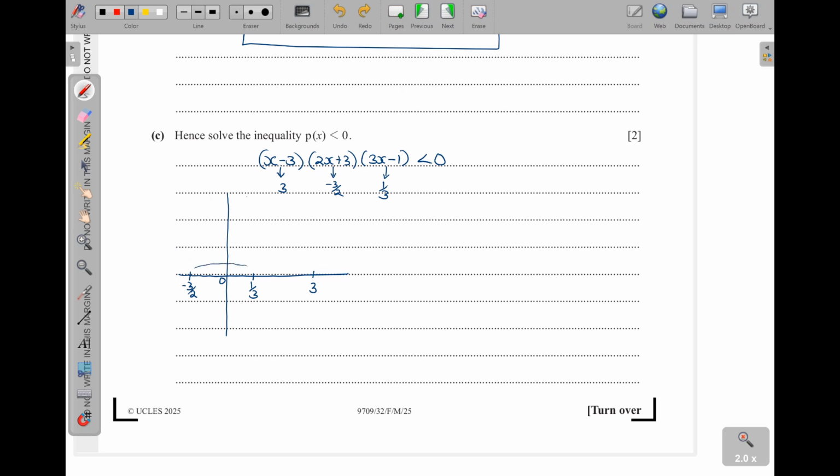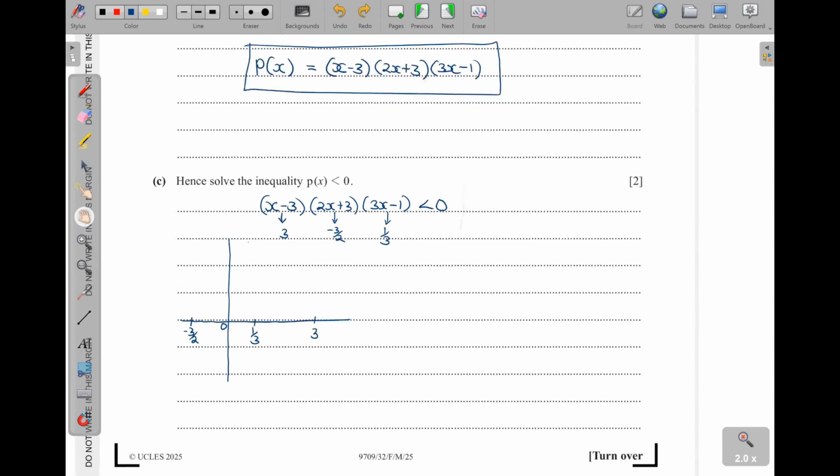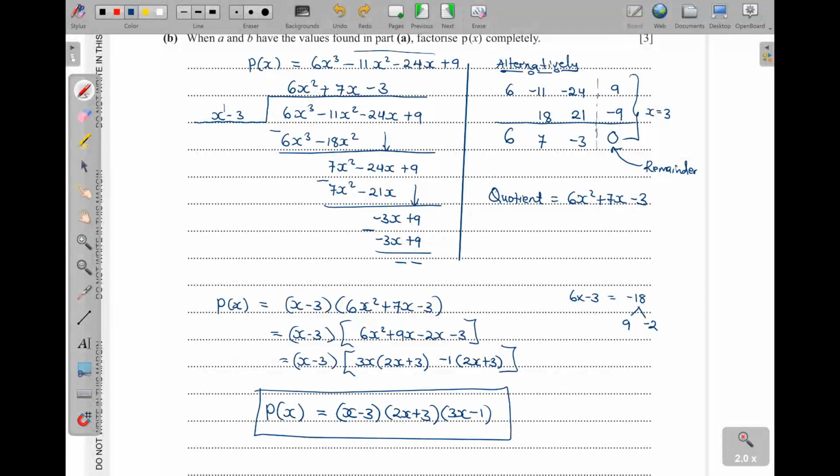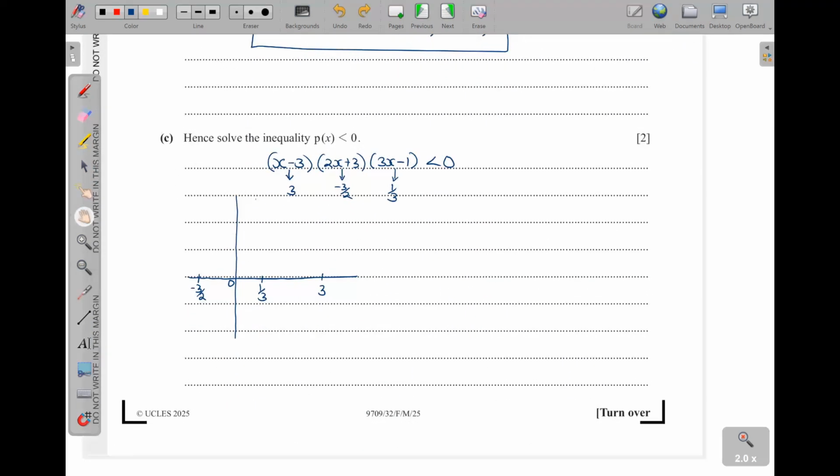In between the negative 3 over 2 and a third, pick a value there. We can pick a 0. So when I put a 0 wherever x is and substitute in here, this whole thing is going to go, and then we remain with the 9, which is positive. So that means the curve is above, like it is above the x-axis in between the two.